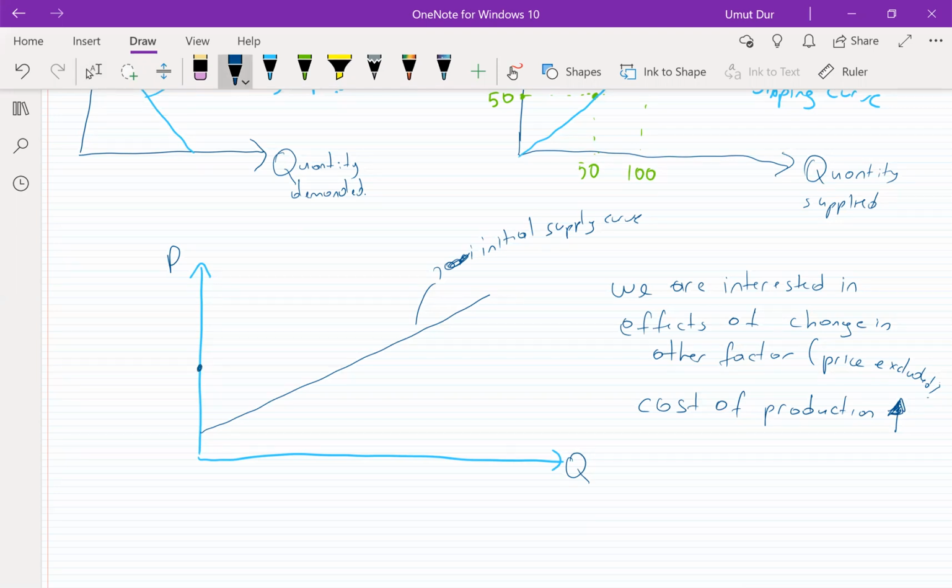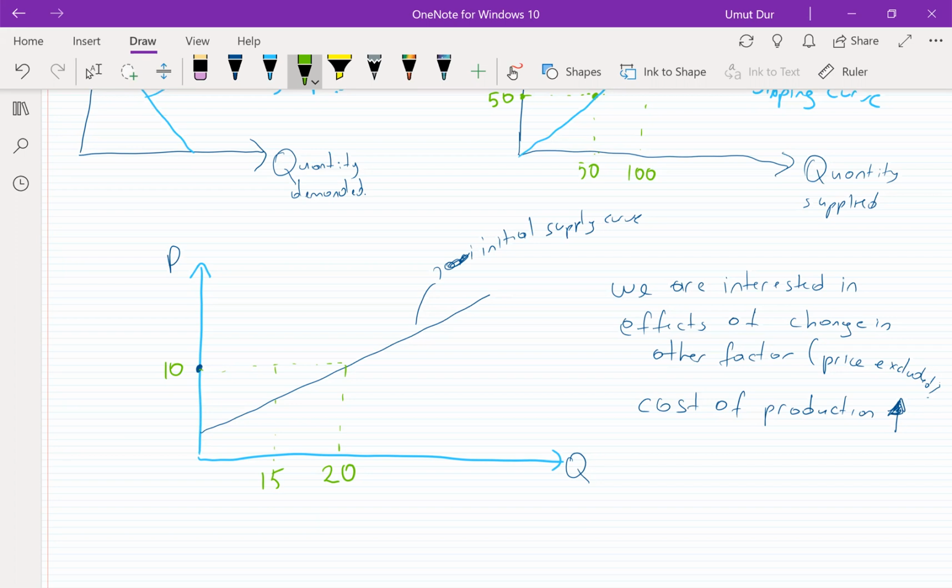Suppose that initially, when the price was $10 for the good, the firm would like to supply 20 units. Once the cost of production increases, the firm would like to supply less of that good, which means that instead of 20, now the firm would like to supply 15.